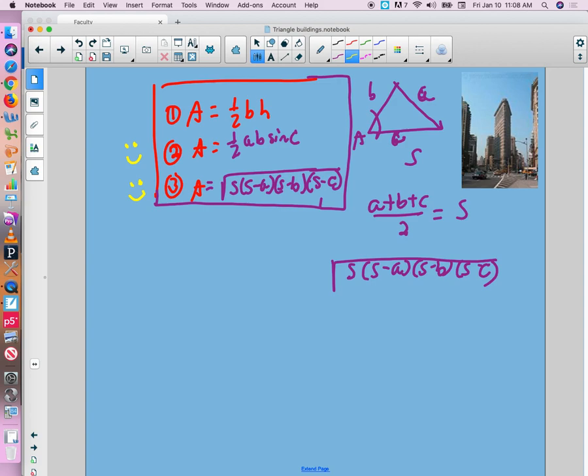On a quiz, when I say area of a triangle, you could give me any that you want, but don't give me 1/2 base times height. I might count off twice. Okay? Give me one of the other two. Try for yourself to alternate back and forth so that you know them both forever.